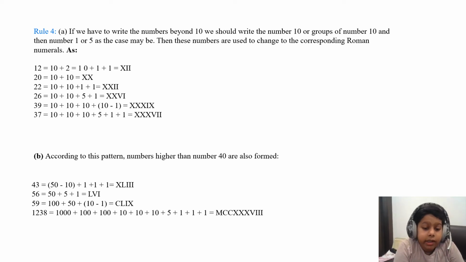B. According to this pattern, numbers higher than 40 are also formed. 43 equals 50 minus 10 plus 1 plus 1 equals XLIII. 56 equals 50 plus 5 plus 1 equals LVI. 59 equals 50 plus 10 minus 1 equals LIX. 1238 equals 1000 plus 100 plus 100 plus 10 plus 10 plus 10 plus 5 plus 1 plus 1 plus 1 equals MCCXXXVIII.